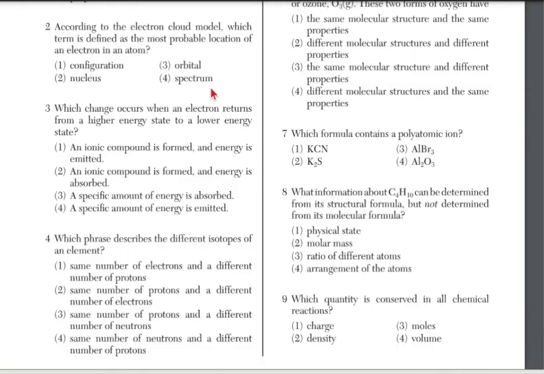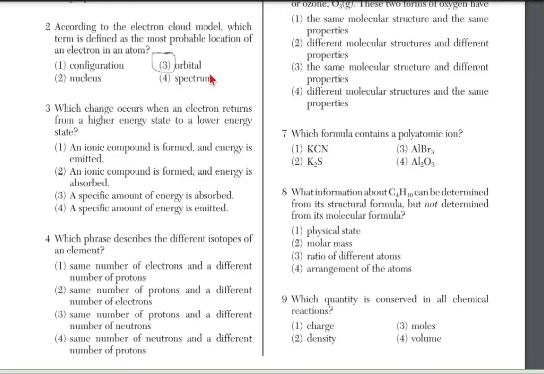According to the electron cloud model, which term is defined as the most probable location of an electron in an atom? The answer is 3. The orbital is the most probable place to find an electron. 1 and 4 don't make sense. And remember, the nucleus contains protons and neutrons, no electrons.